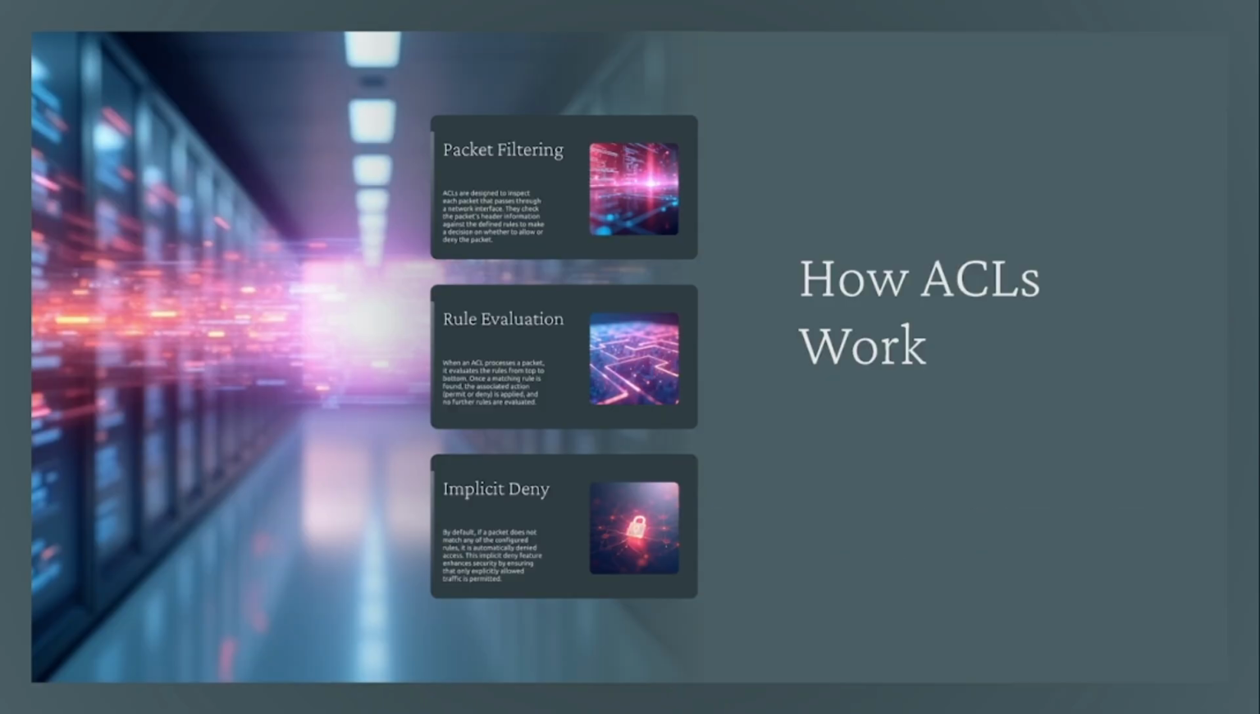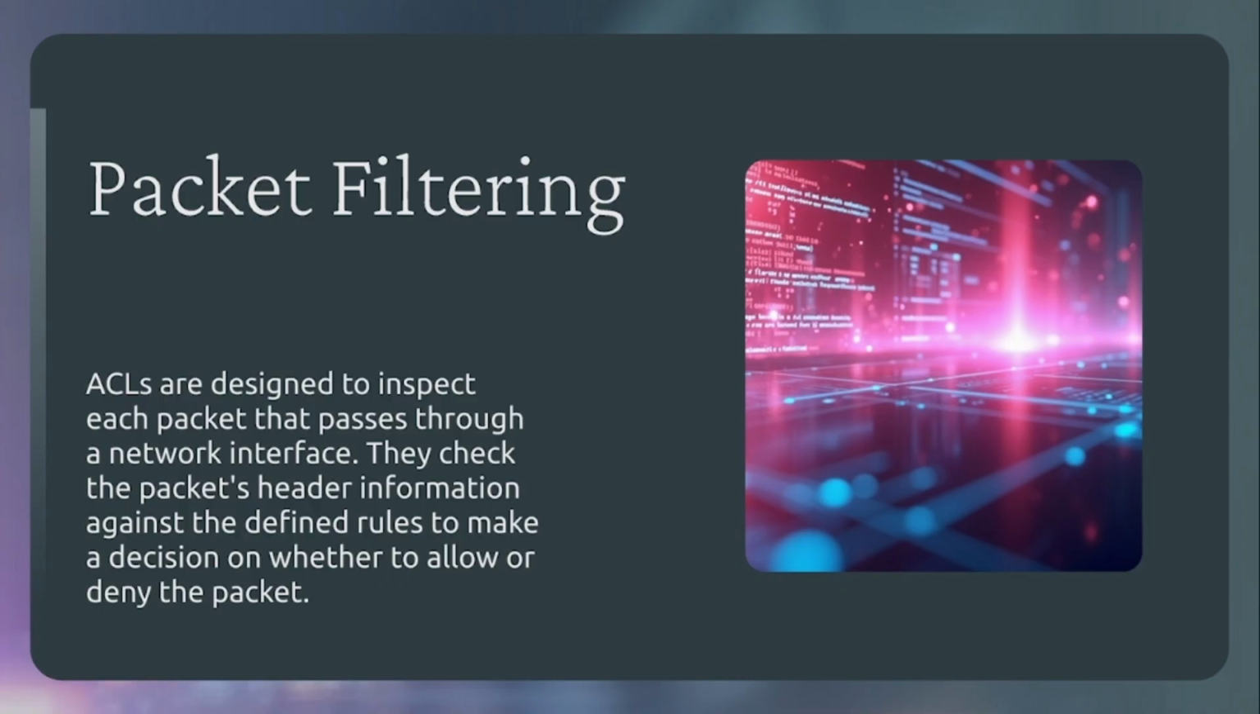Now, how the ACLs work, we should understand. First of all, it works as packet filtering. ACLs are designed to inspect each packet that passes through a network interface. So if you have configured the ACL, it will not work unless you implement it on the interface. It will filter and monitor the traffic as it passes through. They check the packet's header information against the defined rules to make a decision whether to allow or deny the packet.